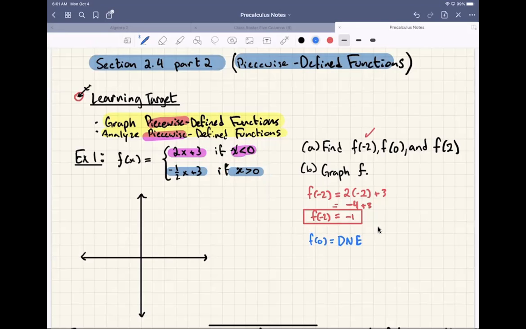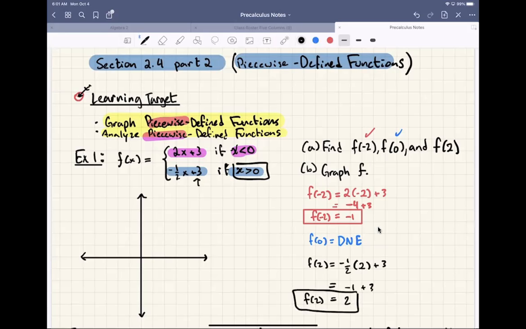All right, now we're going to do the last one, f of 2. For f of 2, we're looking for the part where x is greater than 0, right? So we plug it into this equation right here. We have -1/2 times 2 plus 3. -1/2 times 2 is -1, plus 3, which gives us 2. So f of 2 is equal to 2.